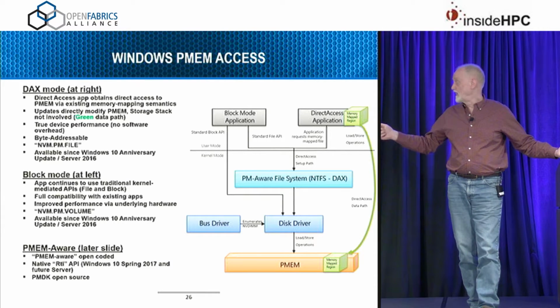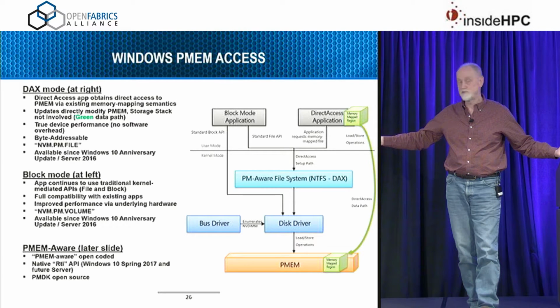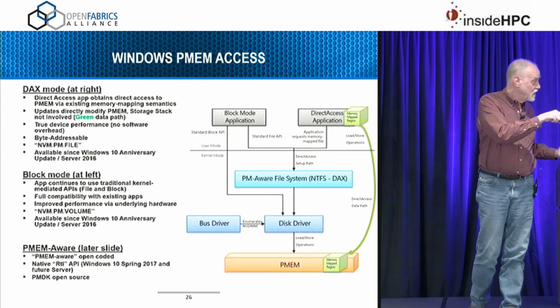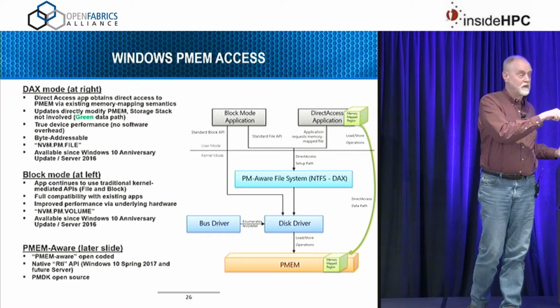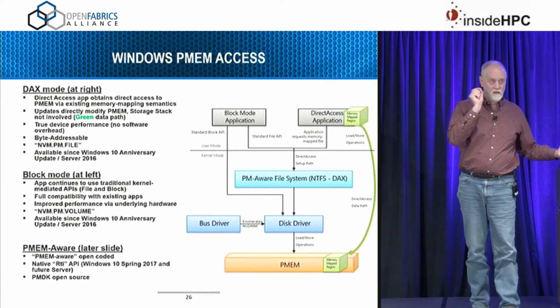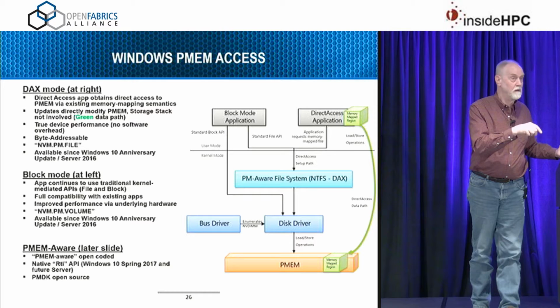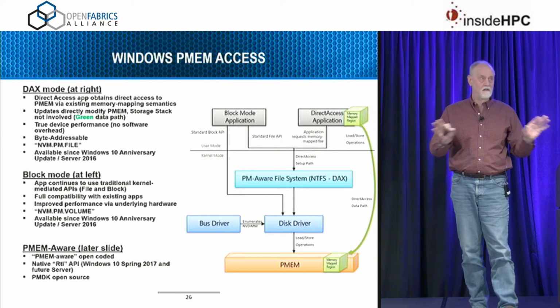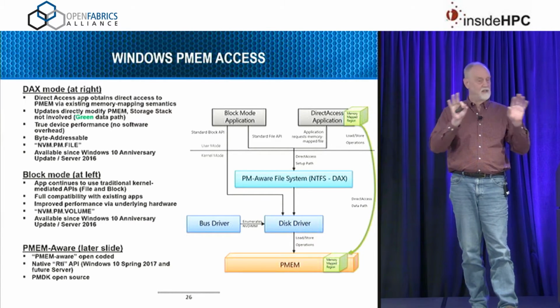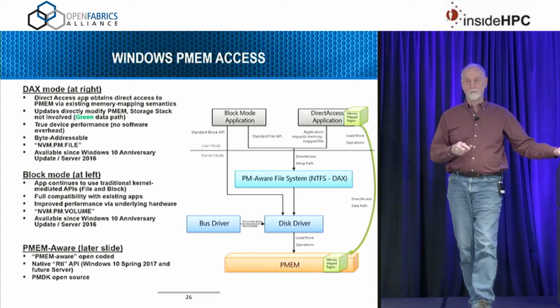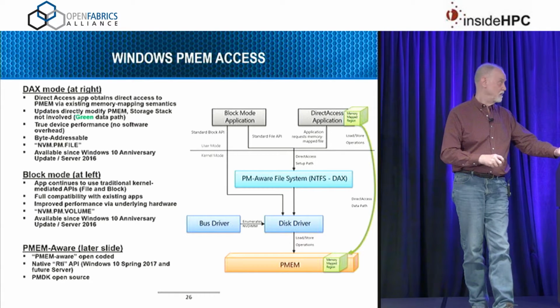The second mode is block mode. That's the one on the left. That's where we have a block mode application that does not go through the file system, but goes straight to the disk driver. So it bypasses the file system straight to the disk driver, which is basically a RAM disk on PMEM. And there's a little bit of awareness that it's PMEM, that it requires flushes, but it's basically a block I/O model. That's our version of nvm.pm.volume. And once again, it's standard legacy stuff. This is an application that opened a volume and reads and writes it on a block basis. Once again, supported on persistent memory devices.